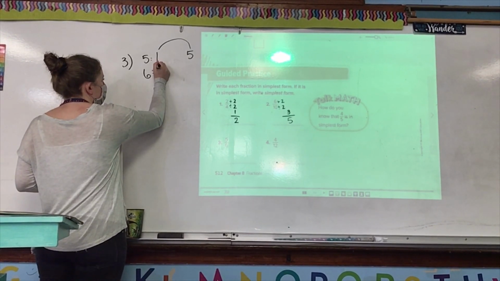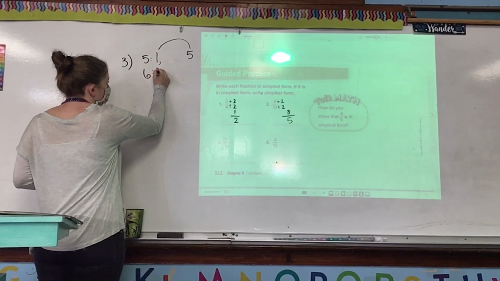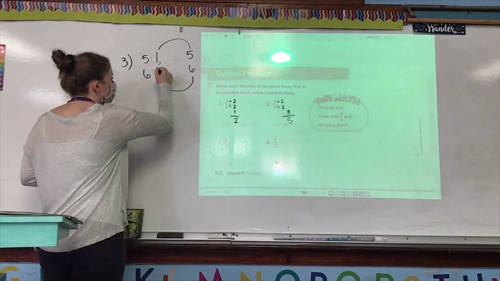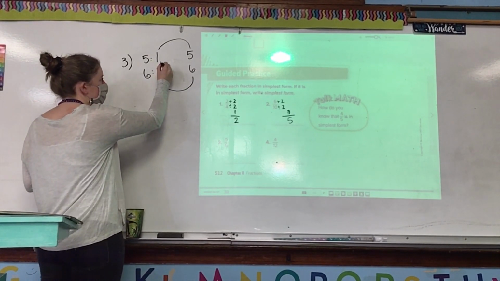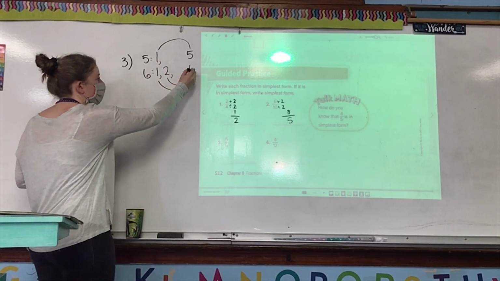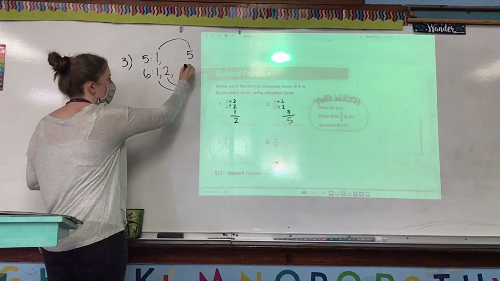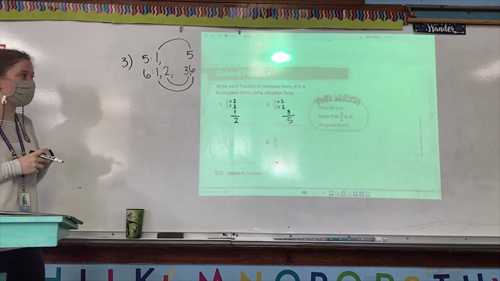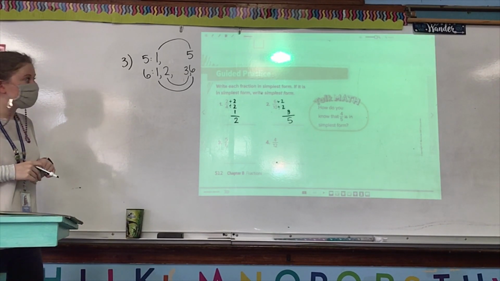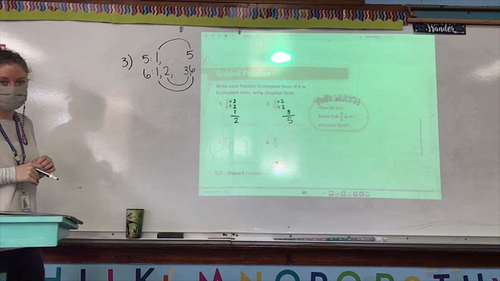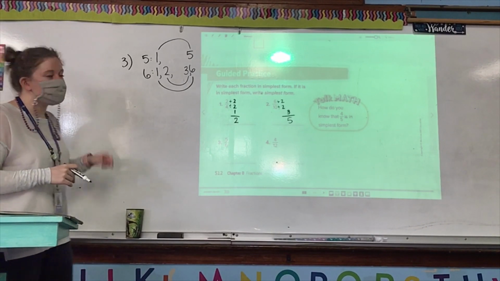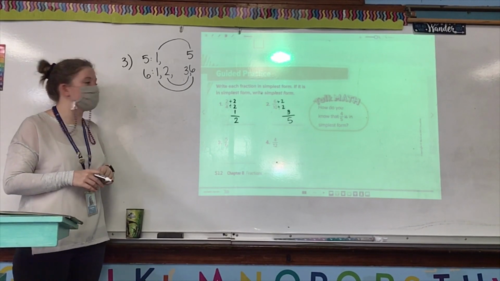Now let's try 6. The first factor of 6 is 1. 1 is a factor pair with 6. 6 is even, so the second factor is 2. 2 is a factor pair with 3. And now we've met in the middle. So the factors of 6 are 1, 2, 3, and 6. Good. Now hopefully you're writing these as well. So what are the common factors of 5 and 6?